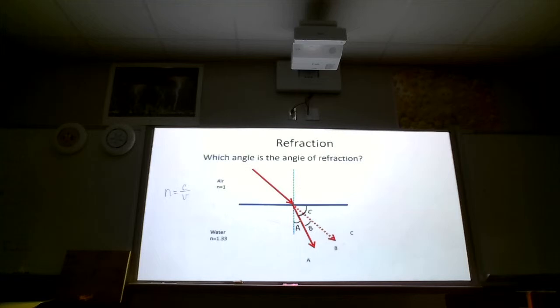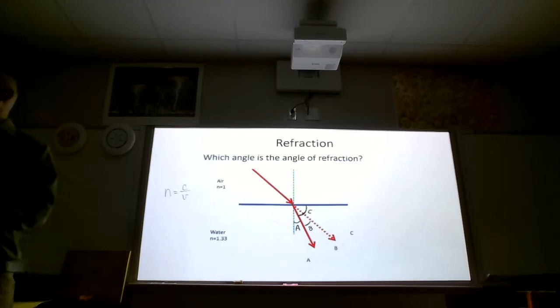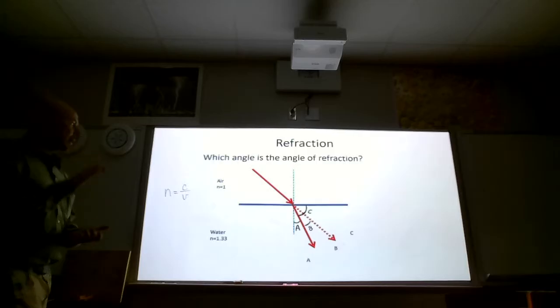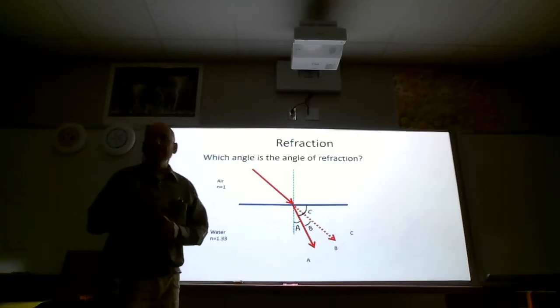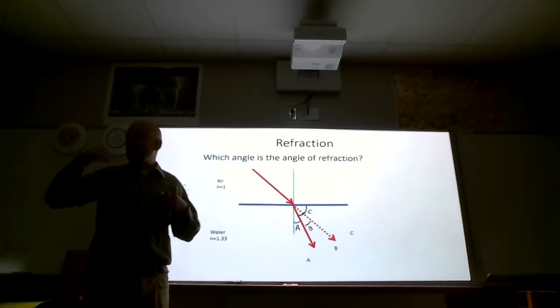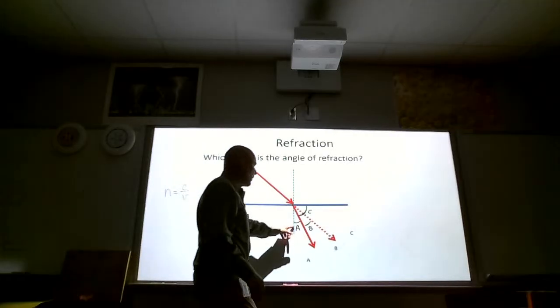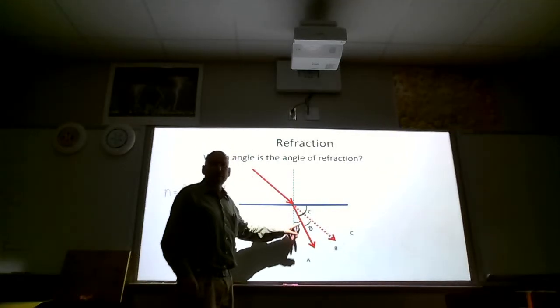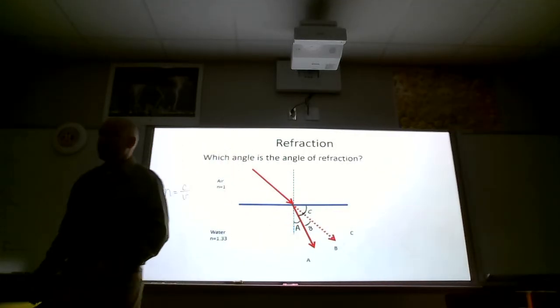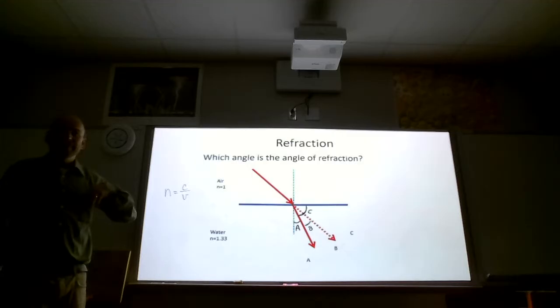This is just factoids. Always, always, always in light, we measure the angle from the normal line. Remember, with the law of reflection, angle in equals angle out. We measure those from the normal line. Always from the normal line. That's our angle of refraction. Okay.